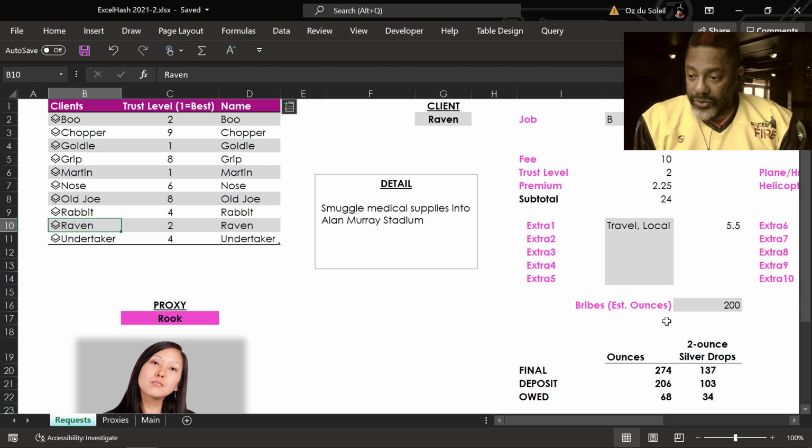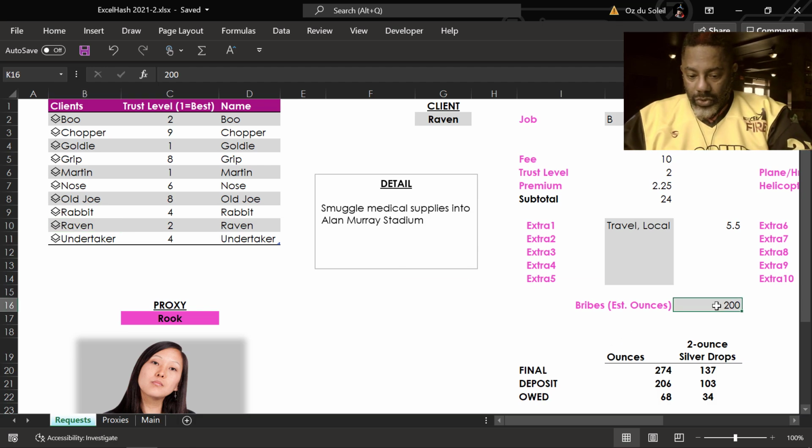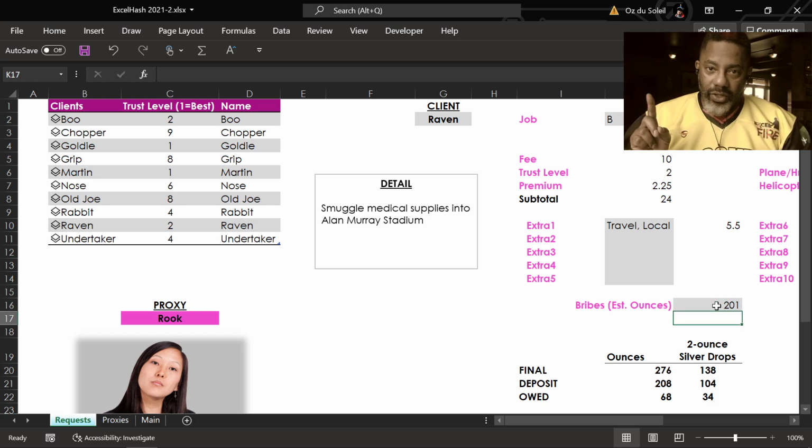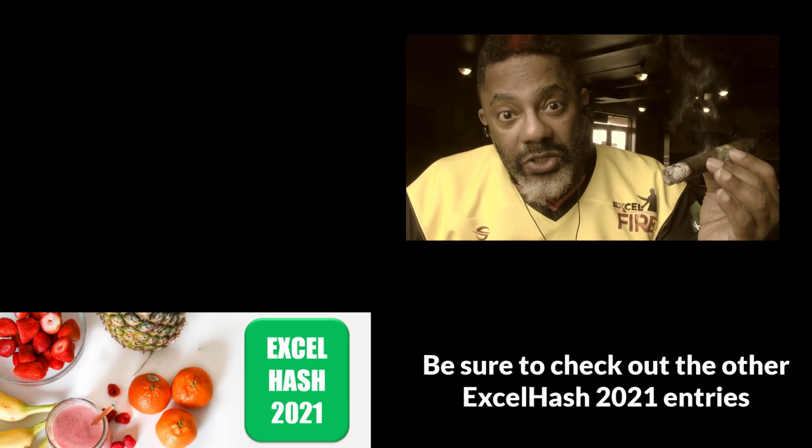Let's change the bribes. 201. See, the job costs 276 now. And that is how the even function is used in this solution, because it keeps things simple.